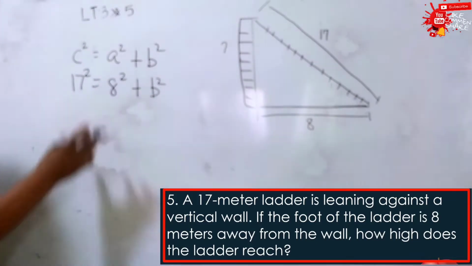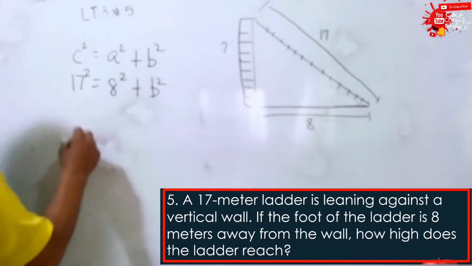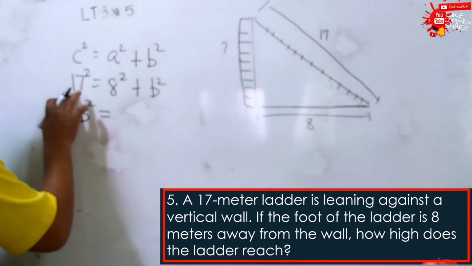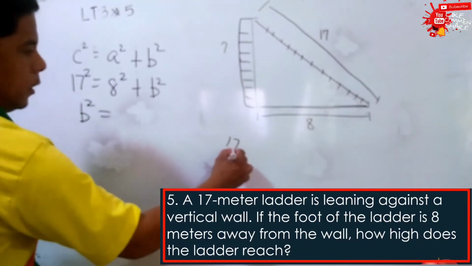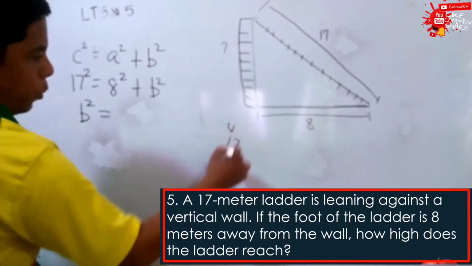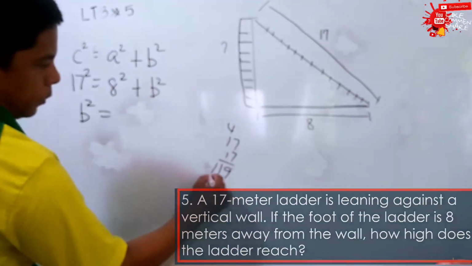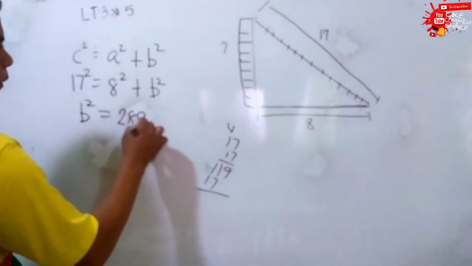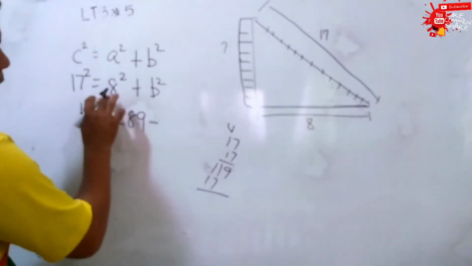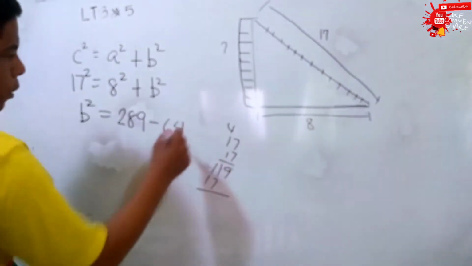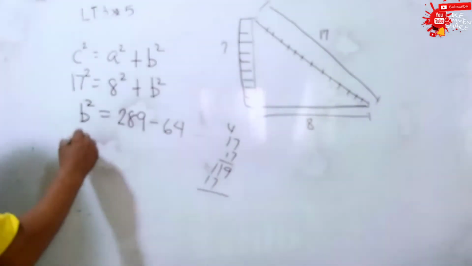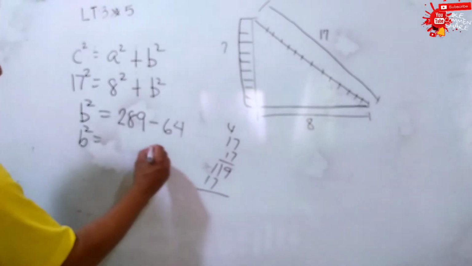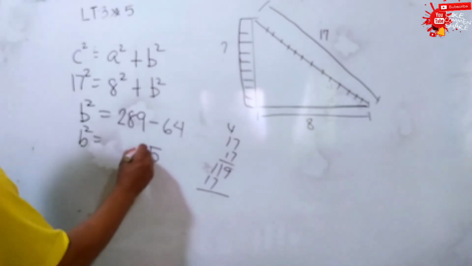Okay. So, simplify. So, we have B square equals 17 square, that is, so 17 times 17, 289, minus 8 times 8 is 64. Okay, sinimplify na natin yan. Then, B squared equals 289 minus 64. So, 9 minus 4 is 5. 8 minus 6 is 2.